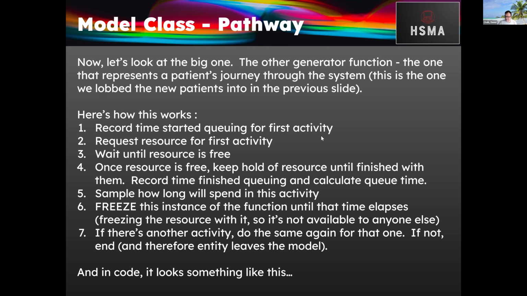So basically, patient turns up. Right, what time did I start waiting? Okay, I need a nurse. I'll wait for a nurse to be available. Time's ticking away. Once the nurse is available, I'll make a note of what time that was so I can calculate how long I was waiting. Now I will randomly sample from my distribution how long I'm going to spend with the nurse. Then I freeze with the nurse in place and neither of us can move. We are both locked into this activity for that amount of time. And then I release.